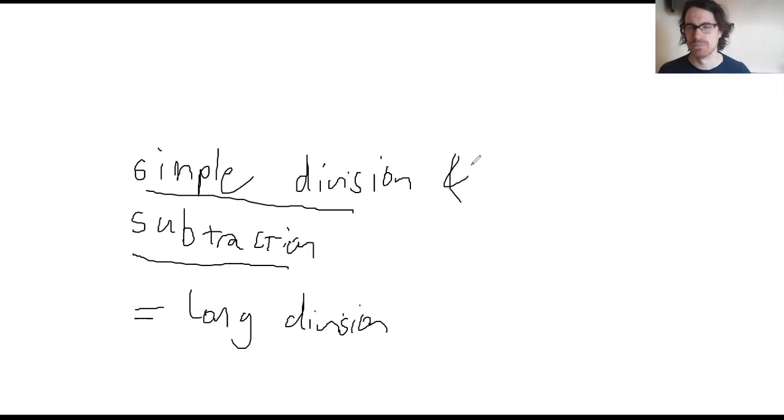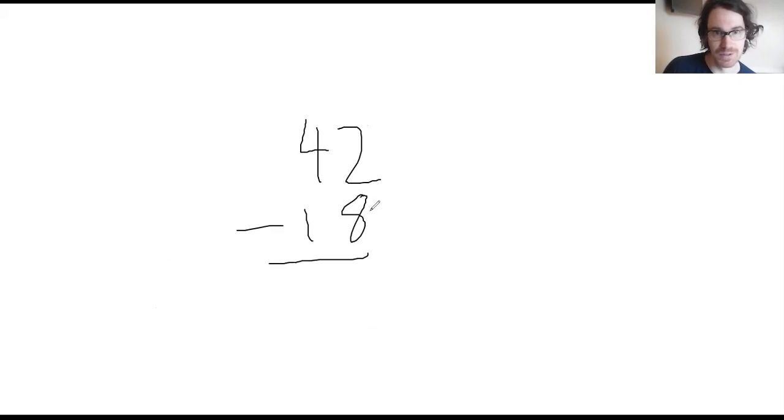So before I show you what that means, let's review subtraction and simple division. I'm sure it's going to be very easy because you can do it already. If I gave you, for example, 42 minus 18, you would know that you can't do 2 minus 8, so you'd borrow from the 4, and you would have 12 minus 8, which is 4, 3 minus 1, which is 2, and the answer is 24.